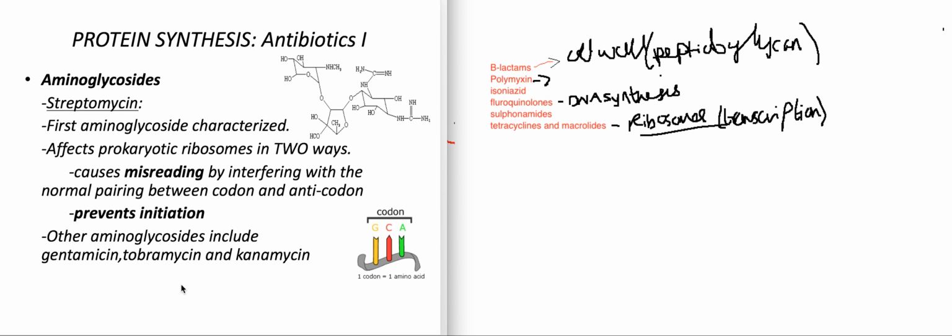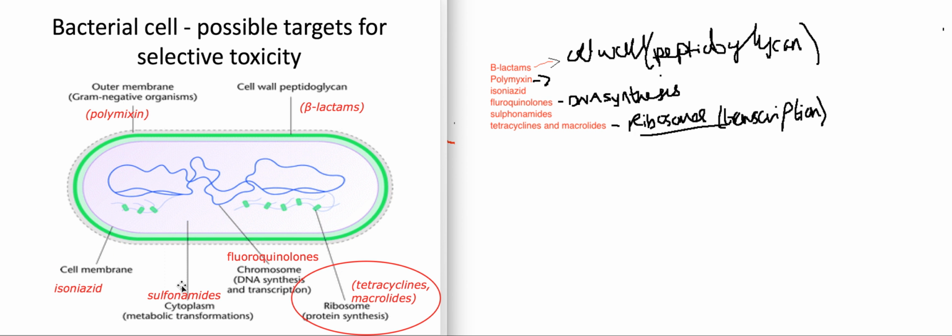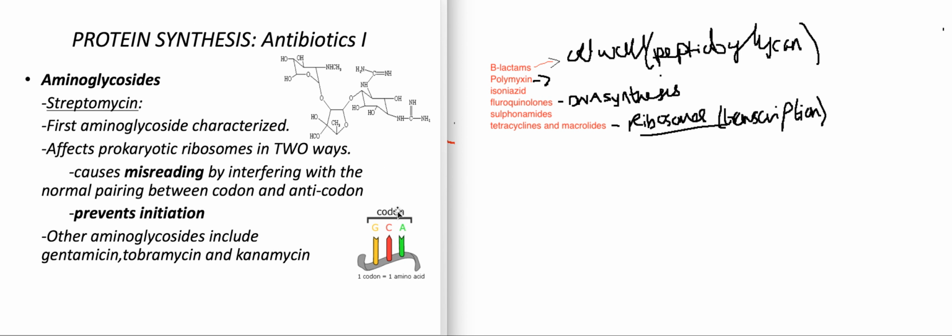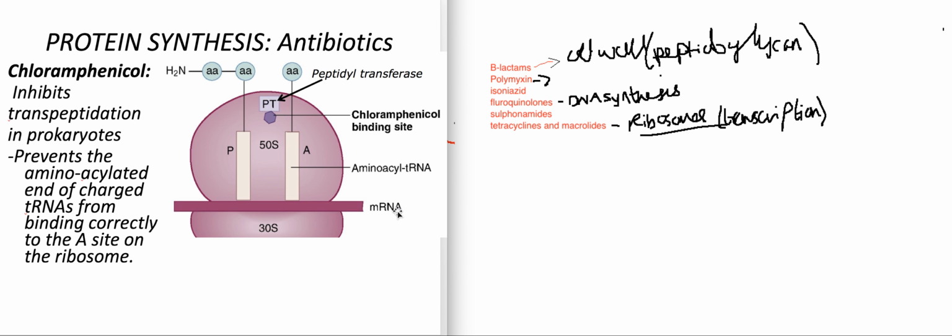Now, if you want to quickly go back, initially we have something like this. We have the beta-lactams, then we have tetracyclines and macrolides, chloramphenicol, aminoglycosides. Examples: streptomycin, gentamicin, tetracycline, chloramphenicol.